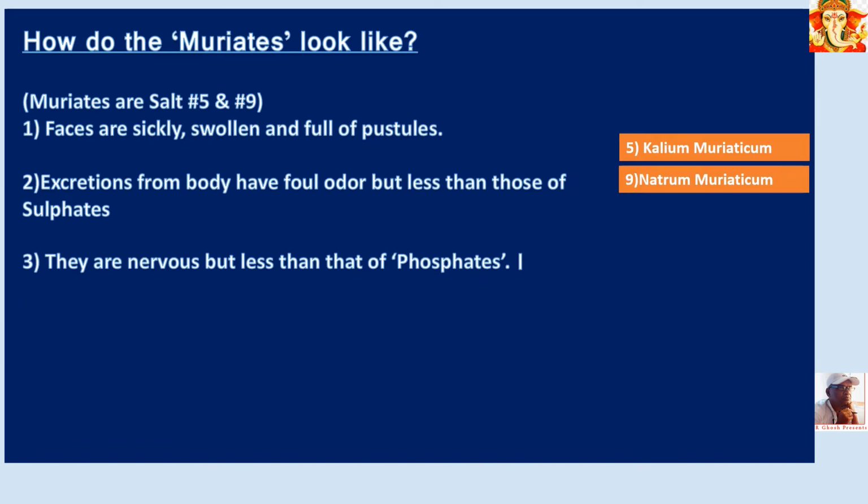How do the muriates, that is, patients of muriates, look? Muriate salts are salt number 5 and 9, that is kalium muriaticum and natrum muriaticum. Faces are sickly, swollen, full of pustules. Excretions from the body have foul odor but less than those of sulfates. They are nervous but less than that of phosphates.